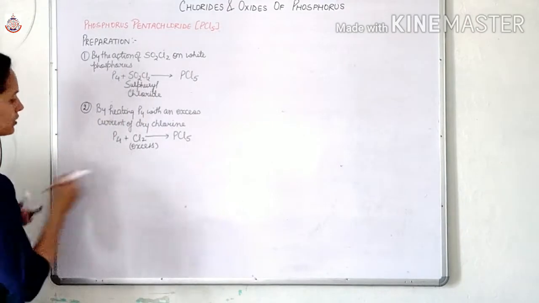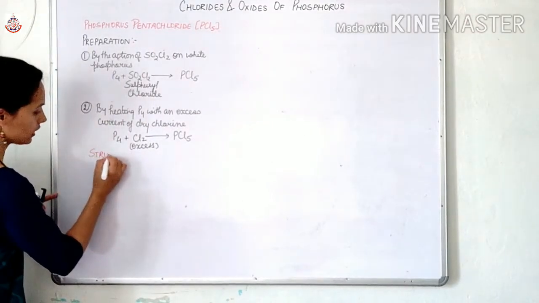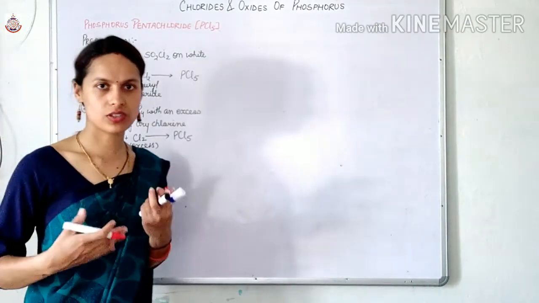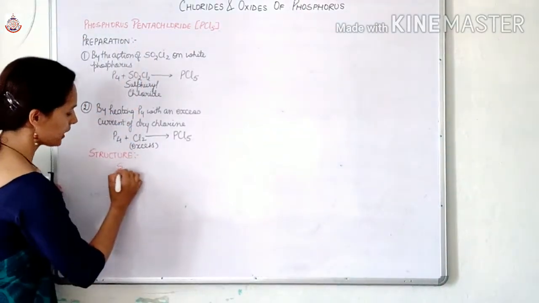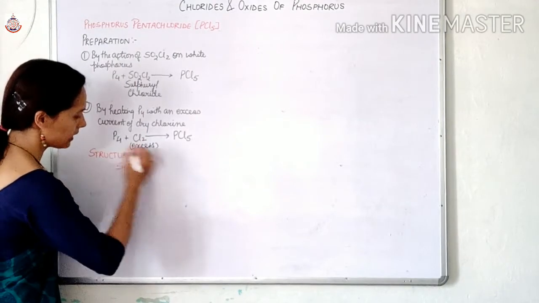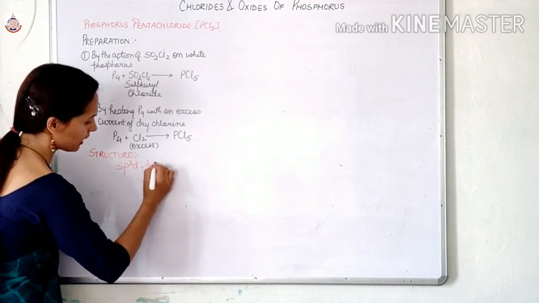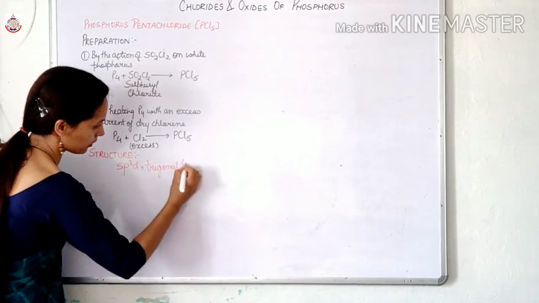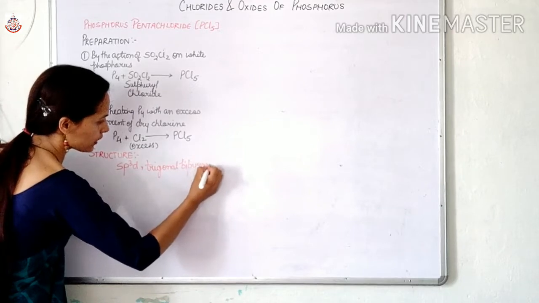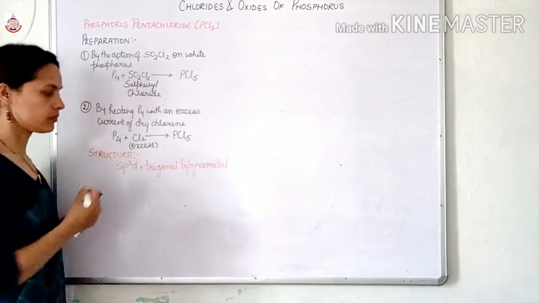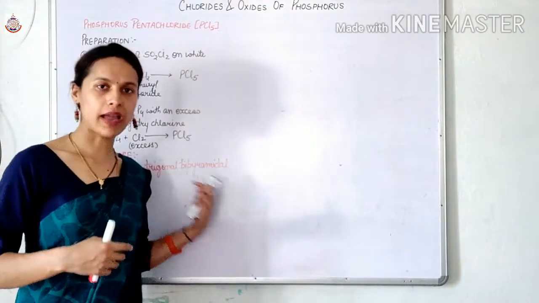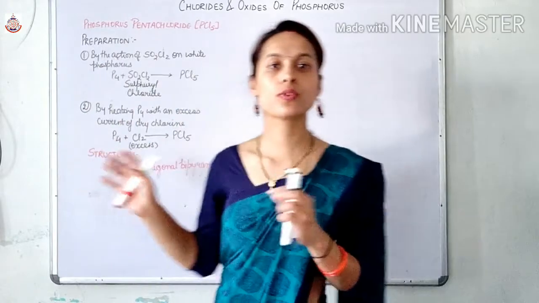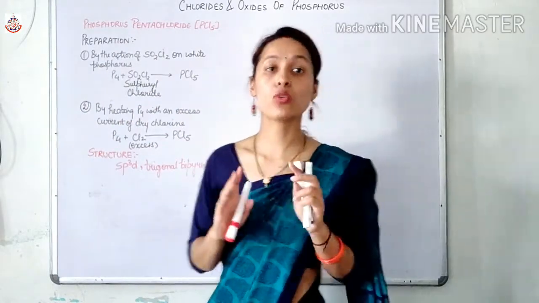Next, if I talk about the structure, in PCl3 we have studied that hybridization is sp3 and the structure is pyramidal. In PCl5, the hybridization is sp3d and the structure is trigonal bipyramidal. The structure is trigonal bipyramidal as well as the geometry is also trigonal bipyramidal, because in this we don't have any lone pair, we have only bond pairs.